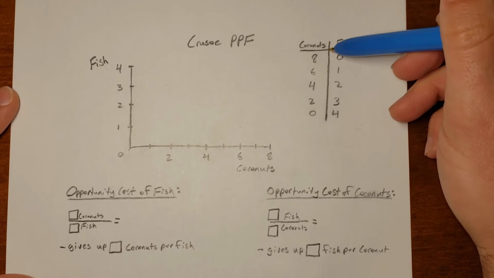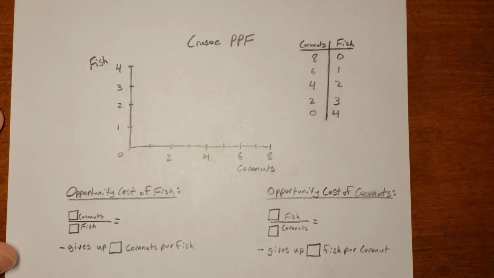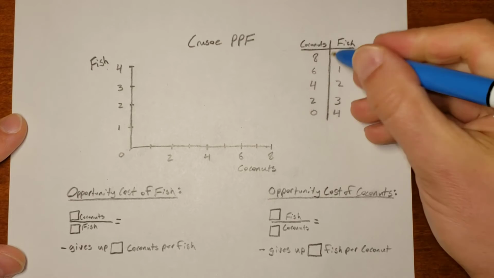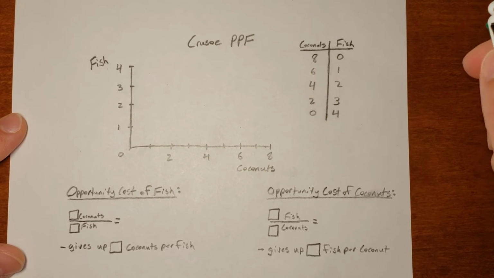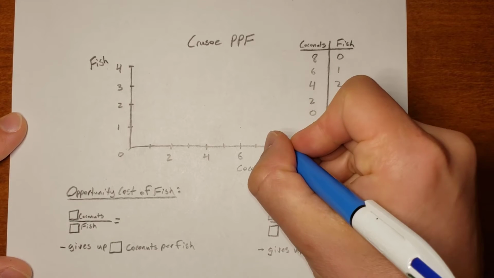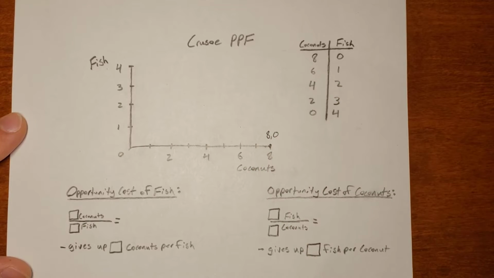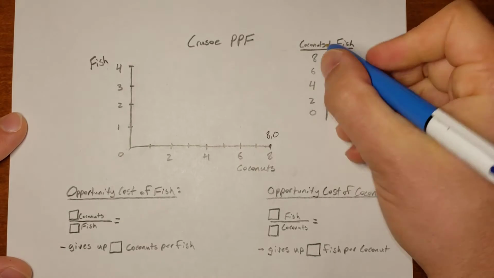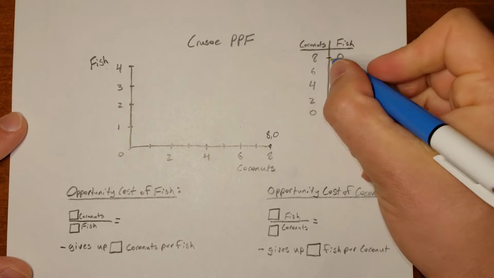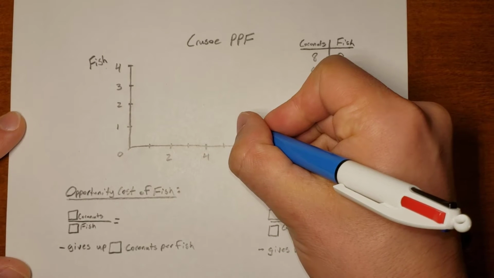He can catch up to 4 fish per day or gather up to 8 coconuts, or a combination of the two. So what we're going to do is plot this out, and we'll start off with the very first data set given to us, which says that the first combination is to collect 8 coconuts and 0 fish. So we have 8 and 0. The next combination, I'm going to keep changing the colors just to make that data set more clear. The next combination, we'll do in green, 6 coconuts and 1 fish.